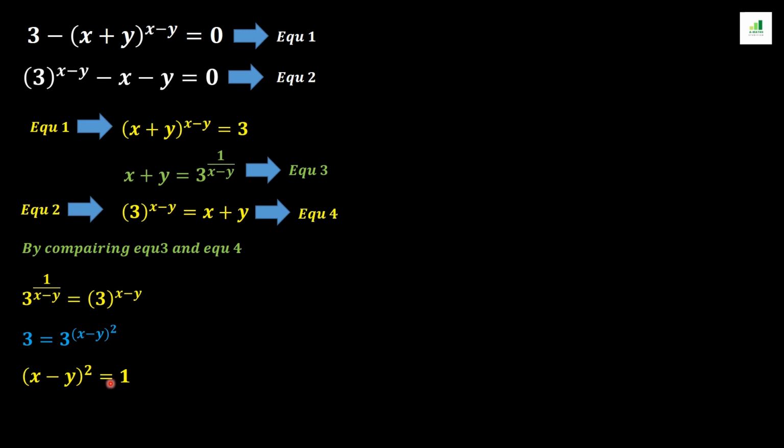Now in the next step, I will apply the square root on both sides of the equation. As a result, I will get x − y = ±1, because when I apply the root on the left side of the equation, the square and the root will cancel out and x − y will come out, and when I apply the root on the right side, I get plus or minus 1. Now in the next step, first I should solve for x − y = 1, and this will be equation number 5.